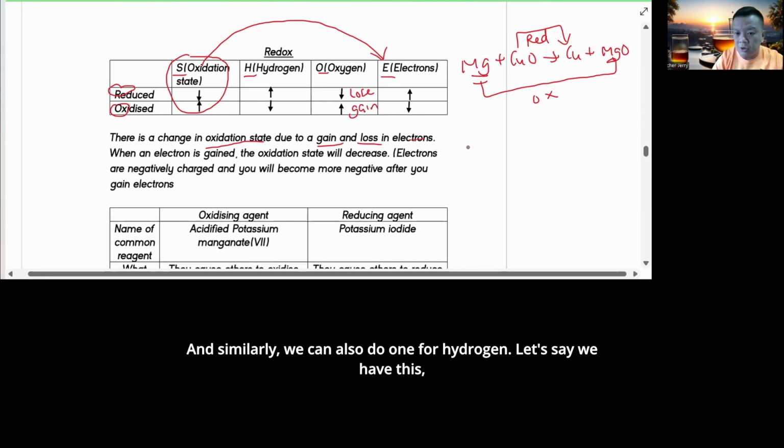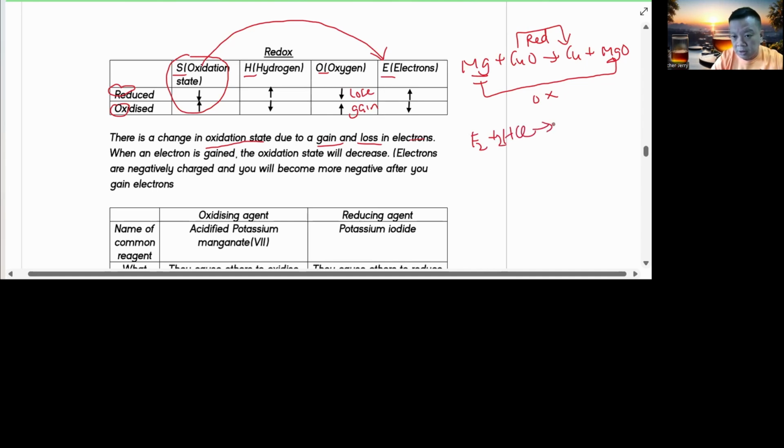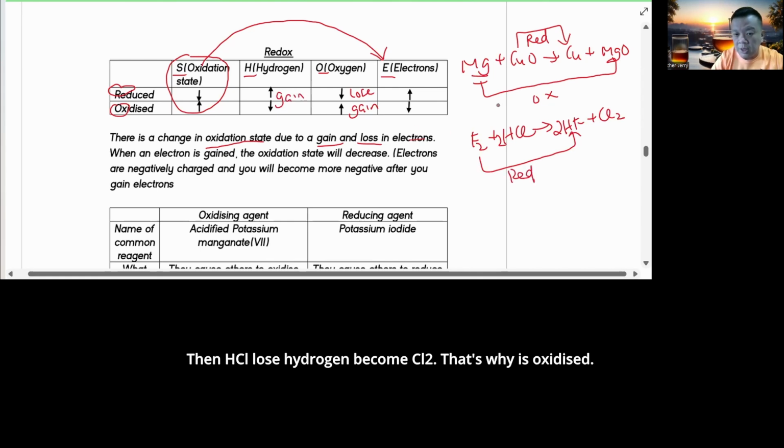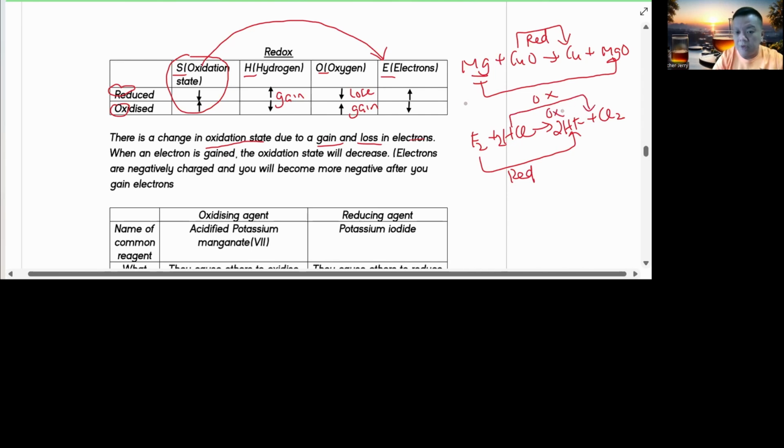Similarly, we can also do one for hydrogen. Let's say we have this. You can see F2 gains hydrogen. Gaining hydrogen means reduced, so we can say F2 is reduced. Then HCl loses hydrogen and becomes Cl2. That's why it's oxidized. So that's how we use the gain and loss of oxygen and hydrogen.